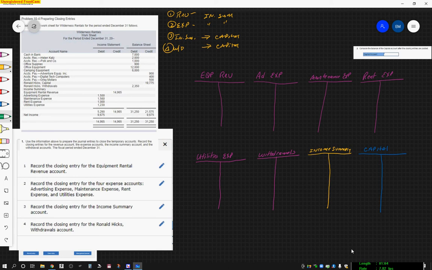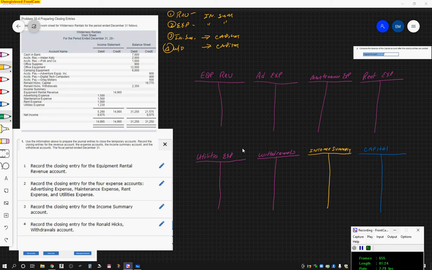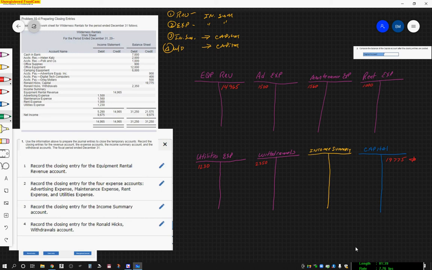So, first transaction, it says record the closing entry for the equipment rentals. Well, I'm going to take a moment here and put the balances for all of our temporary accounts, the revenue and the expenses and the withdrawals, including the capital. I'm going to take a minute and insert those account balances. Okay, that was quick. So we have the balances for the revenue, the ad expense, the maintenance expense, the rent expense, the utilities expense, and the withdrawal account. And we also pulled the capital balance over here, right off of the worksheet.